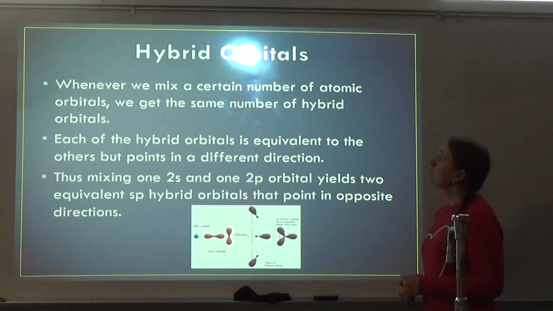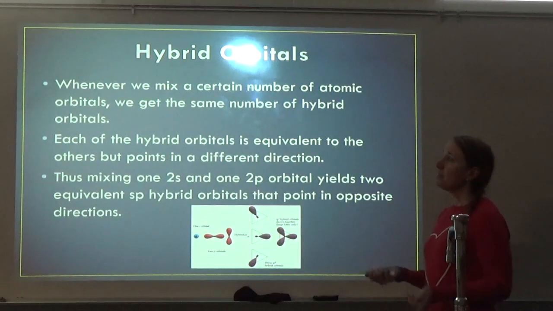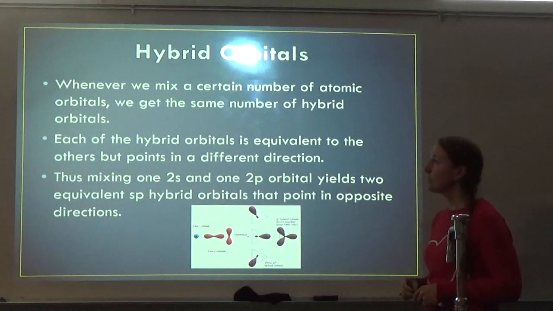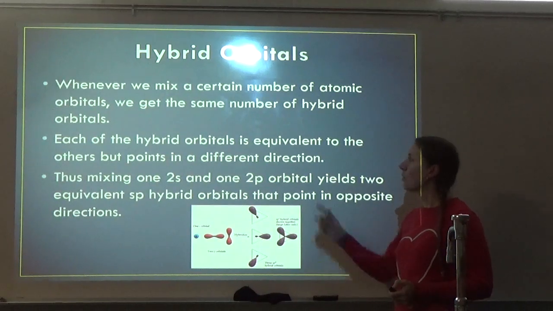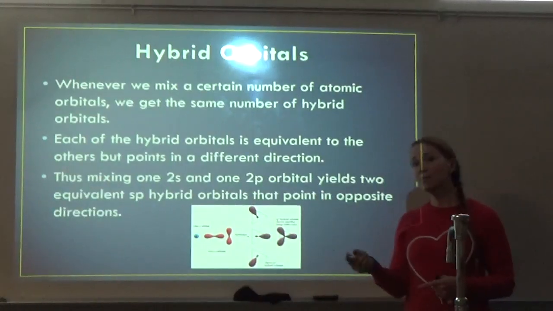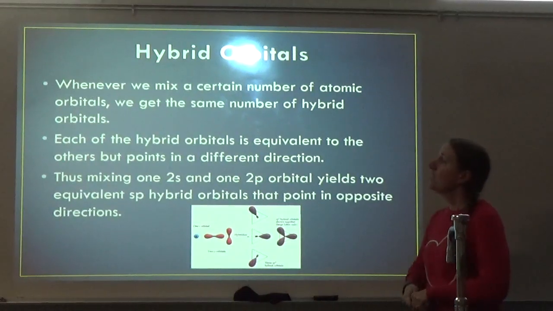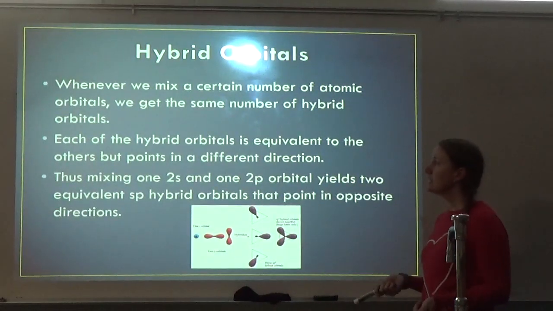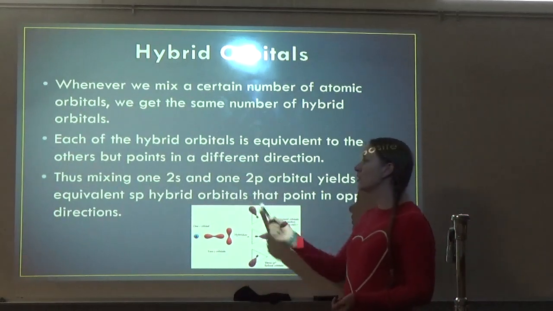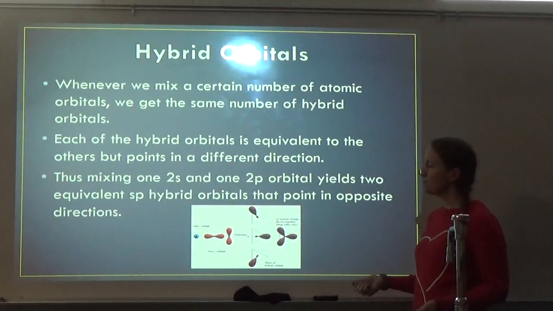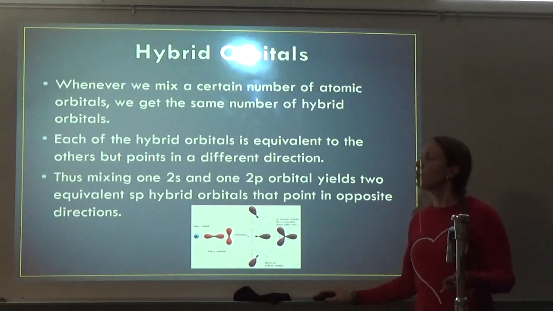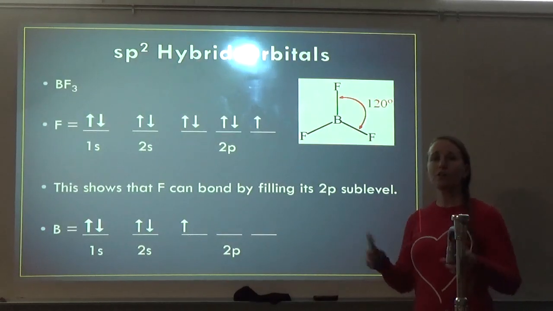Whenever we mix a certain number of atomic orbitals, we get the same number of hybrid orbitals. Each of the hybrid orbitals is equivalent to the others, but points in a different direction. So all the hybrid orbitals must be the same. That's what makes all the bonds the same. Thus, mixing one 2s and one 2p orbital yields two equivalent sp hybrid orbitals that point in opposite directions. So that's what we just saw with the BeF2.